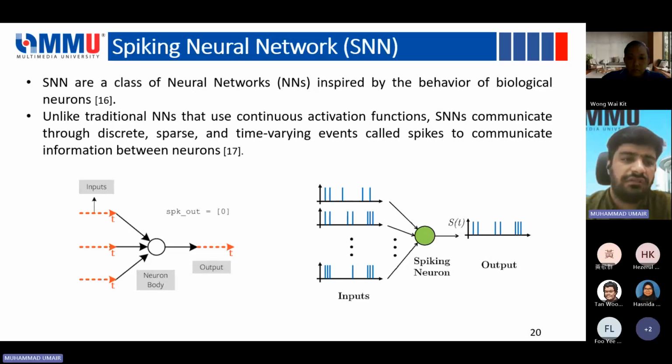About spiking neural networks, they are a class of neural networks inspired by the behavior of biological neurons. Unlike traditional neural networks that use continuous activation functions, spiking neural networks communicate through discrete and sparse time-varying events known as spikes to communicate information between different neurons. They are very light in nature because they only send information using spikes.